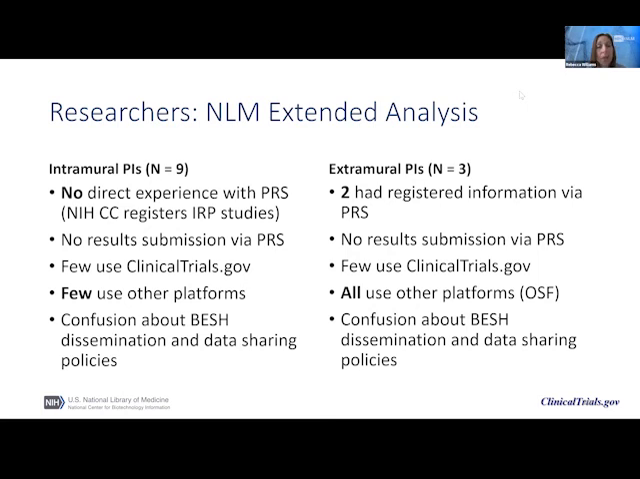And you'll see here the breakdown in terms of what their experience was. Some did not even have any direct experience with providing information to clinicaltrials.gov. At NIH, there's a service that supports investigators with that registration process. And none of the investigators had any experience on both sides with results submission via the system as well. Few of the intramural community used other platforms, but when looking at the extramural community, most of them had experience using other platforms, mainly OSF. And on both sides of the spectrum, there was some confusion about BESH dissemination and data sharing policies. Particularly, there's some confusion about the relationship to individual participant level data sharing policies.